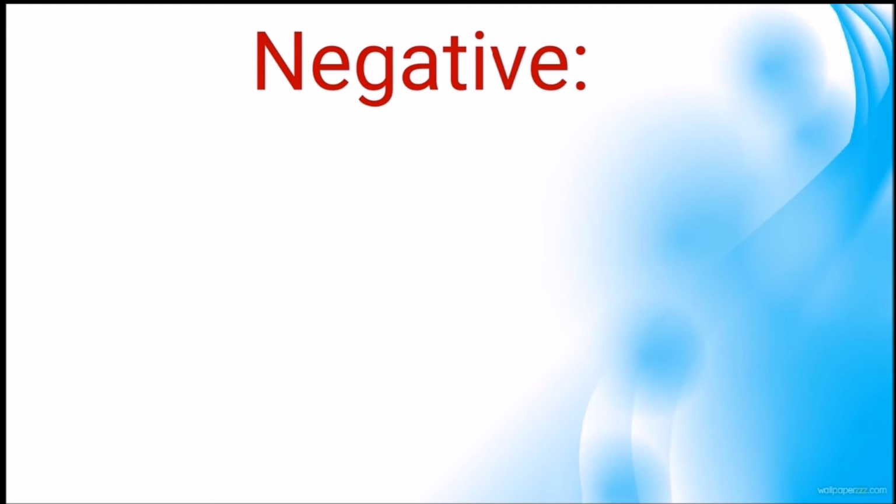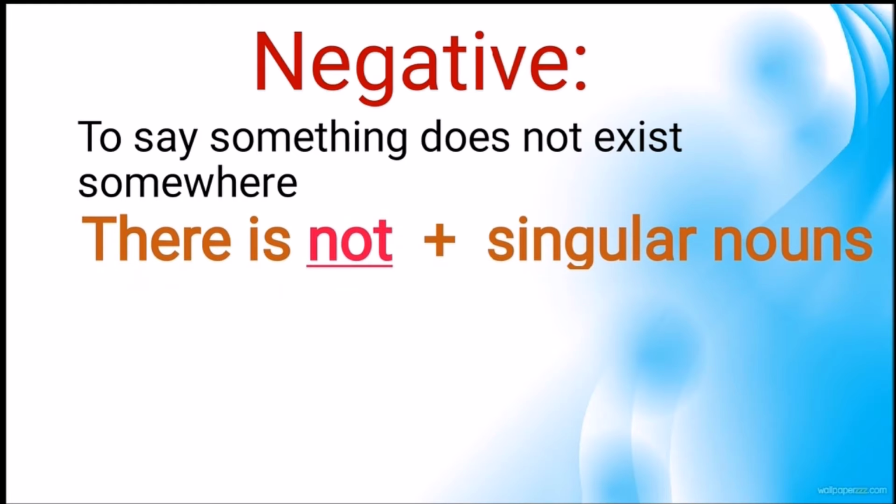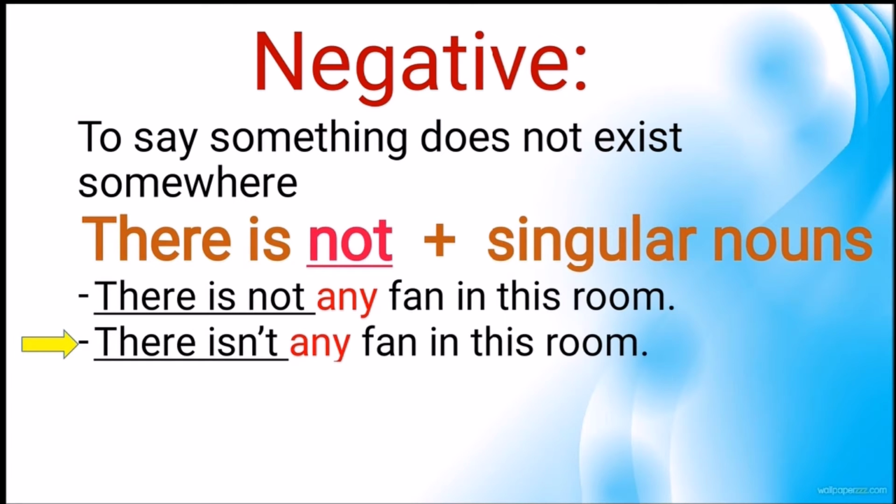Now, let's look at there is and there are in the negative. To say something does not exist somewhere, we usually use there is not with the singular nouns. For example, there is not any fan in this room. And with the contractions, we can say there isn't any fan in this room.